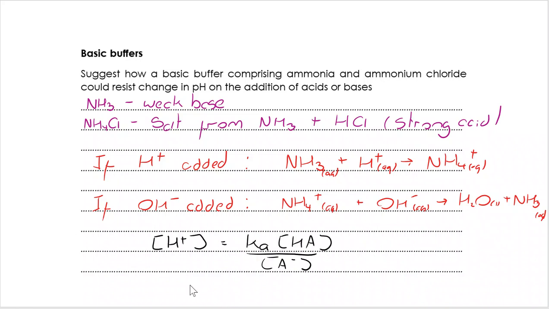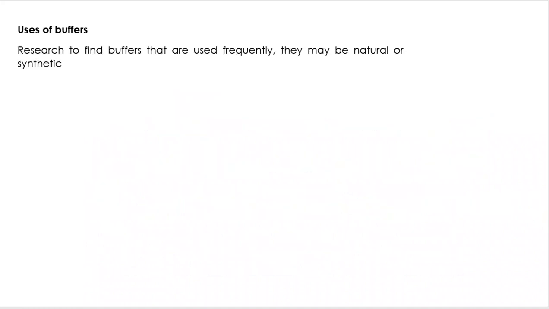And remember, H plus concentration is equal to Ka times concentration of HA over concentration of A minus, where Ka is constant, then the H plus change is really determined by the ratio of concentrations of HA and A minus. So let's put this into practice with a couple of calculations. Oh, in fact, no, sorry, we're doing uses of buffers.